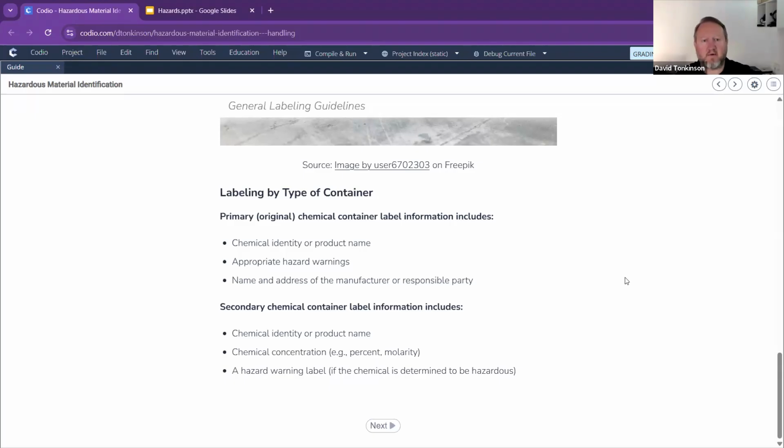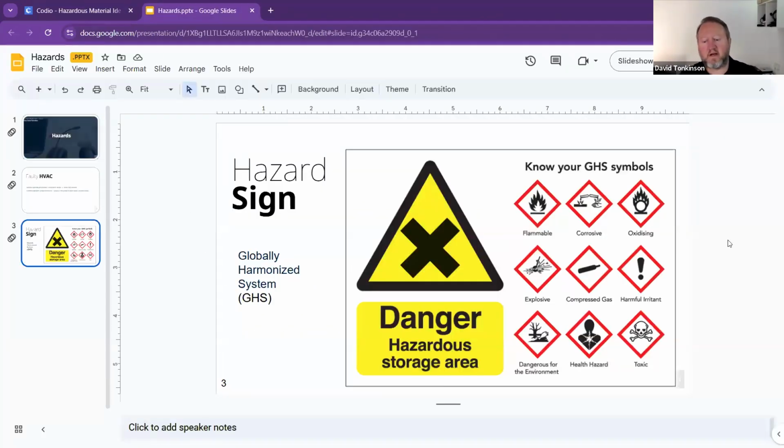Has anyone seen the chemical hazard warning labels? Tell you what, why don't I just quickly flash that up? I've got a little picture here. So generally, these are the hazard warning labels that you will be looking at. Okay, so we're going from top left, which is flammable, beautiful fire sign. We have corrosive, which looks like it's going to burn something, as you can see. We have oxidization, explosives, compressed gas, harmful irritant, dangerous for the environment, health hazard, and toxic. So those are the main ones that we have.